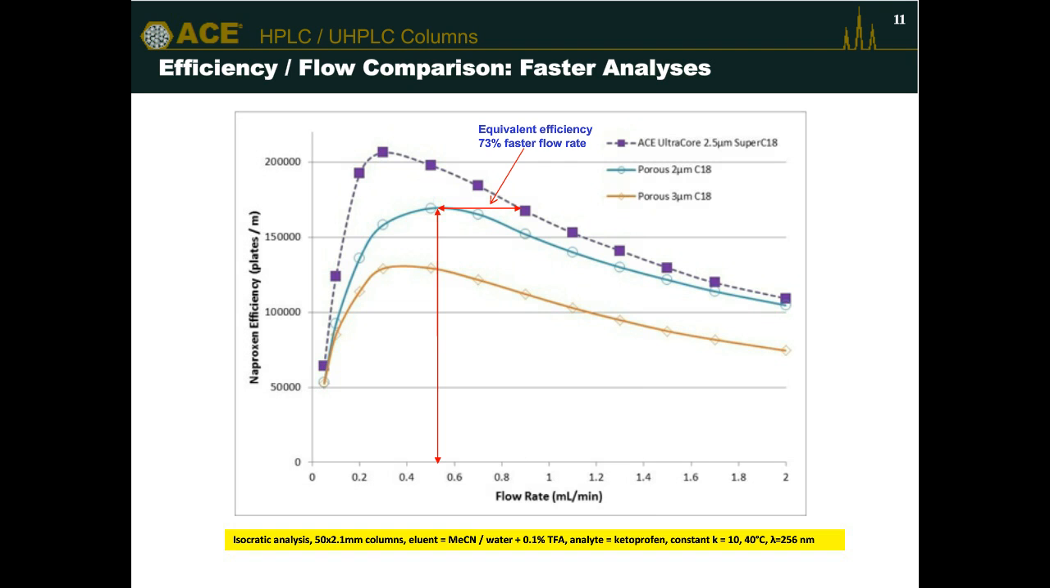The back pressure is higher, but it's not as high, for example, as if you were to try and go that fast with a sub-2 micron particle.